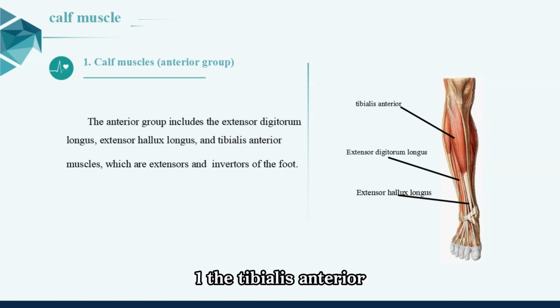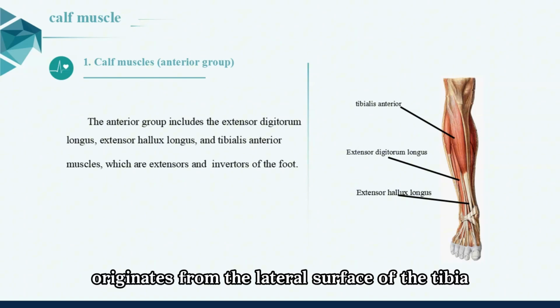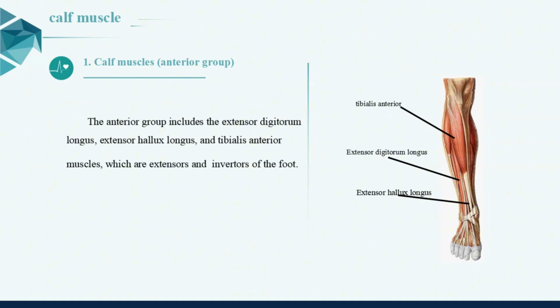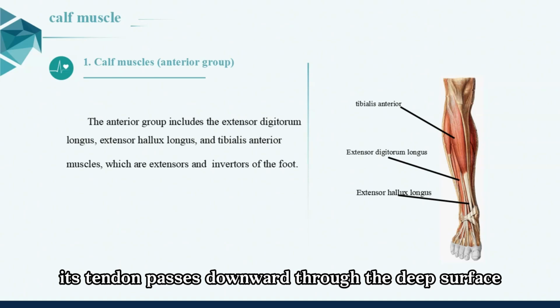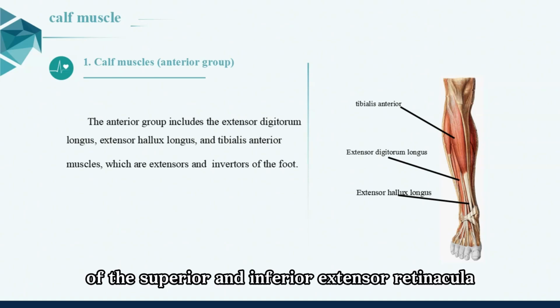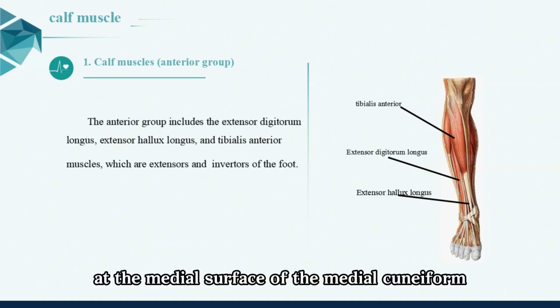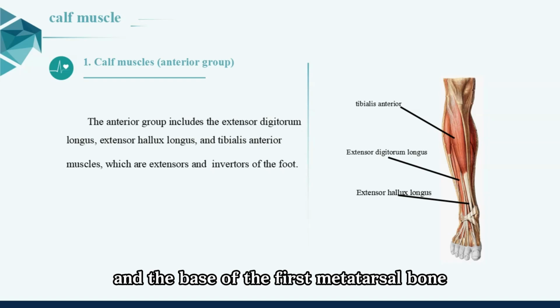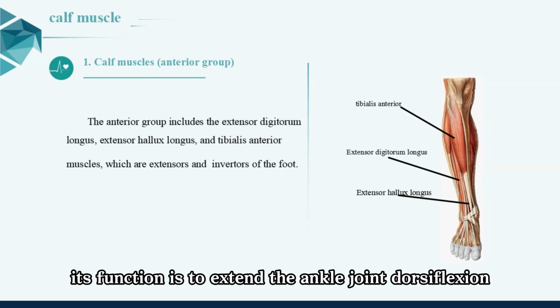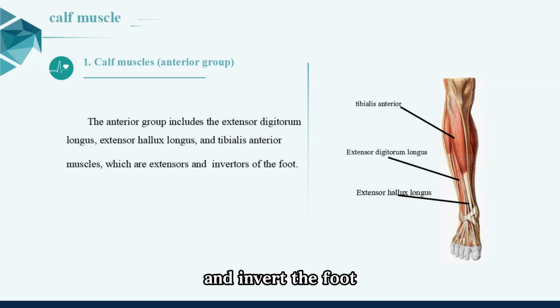1. The tibialis anterior originates from the lateral surface of the tibia. Its tendon passes downward through the deep surface of the superior and inferior extensor retinacula. It terminates at the medial surface of the medial cuneiform and the base of the first metatarsal bone. Its function is to extend the ankle joint, dorsiflexion, and invert the foot.